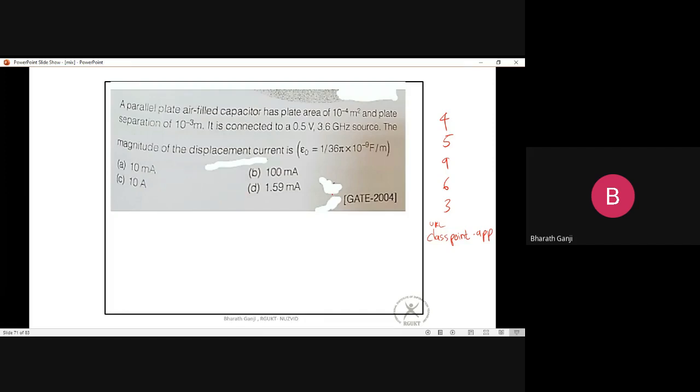This is a question that was given in the GATE 2004 exam. A parallel plate air-filled capacitor has a plate area of 10 to the power of minus 4 meters square and a plate separation of 10 to the power of minus 3. It is connected to a 0.5 volt, 3.6 gigahertz source. The magnitude of the displacement current is what? The epsilon naught is also given for your calculation.